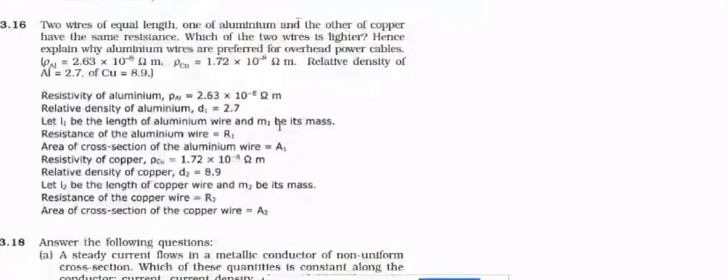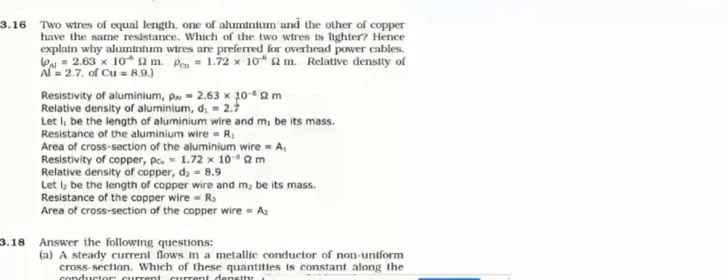So let's continue. Question 16. Two wires of equal length, aluminum and copper, have the same resistance. Which of the two wires is lighter? Can you explain why aluminum wires are preferred for overhead cables? Okay, in the data you can see resistivity and relative densities are given.